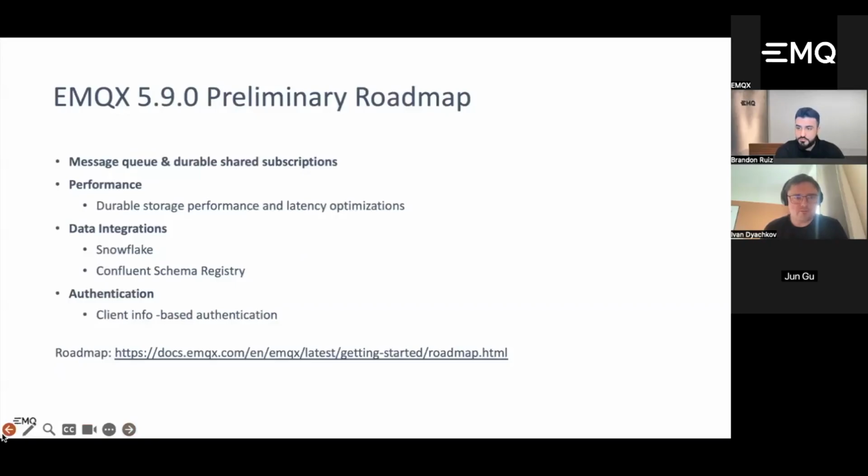Yes, and for EMQX 5.9, the preliminary roadmap looks like this. We're going to introduce message queue and durable shared subscriptions. We're going to improve the performance of durable storage. We are adding integration with Snowflake and Confluent schema registry. And we are adding client-info-based authentication, meaning that if you use mutual TLS, for example, you can check that the CN of the certificate is the same as the username that the client connects with. And here's a link to the roadmap, as usual. Yep. And the next slide.